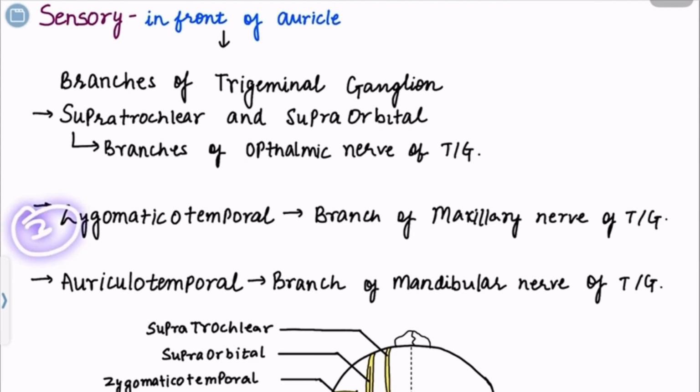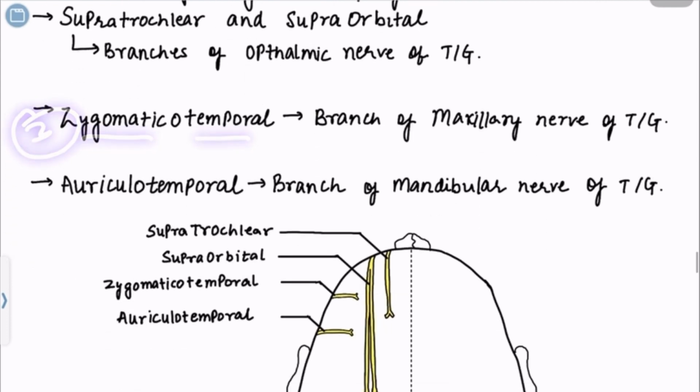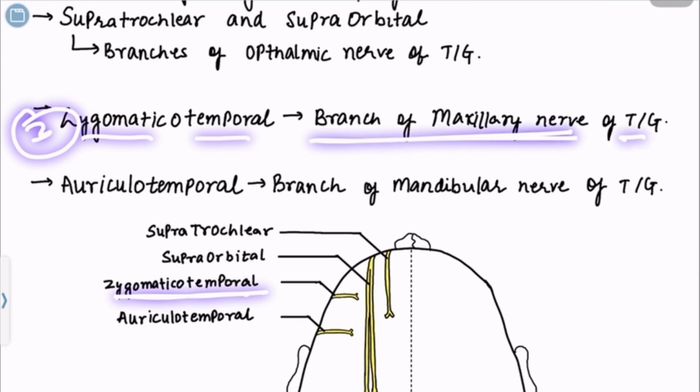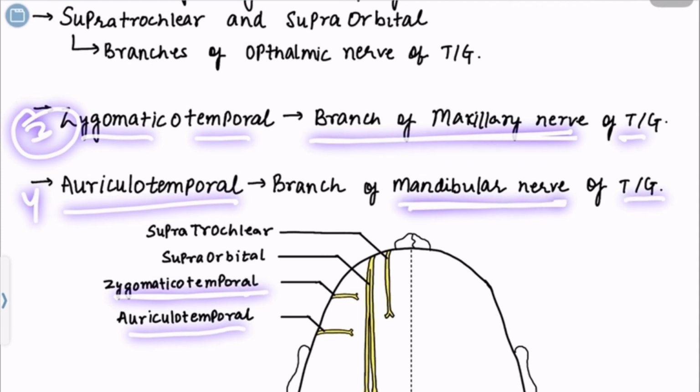Then third is the zygomaticotemporal, which is the branch of maxillary nerve of trigeminal ganglion, and fourth is the auriculotemporal, which is the branch of mandibular nerve of trigeminal ganglion.